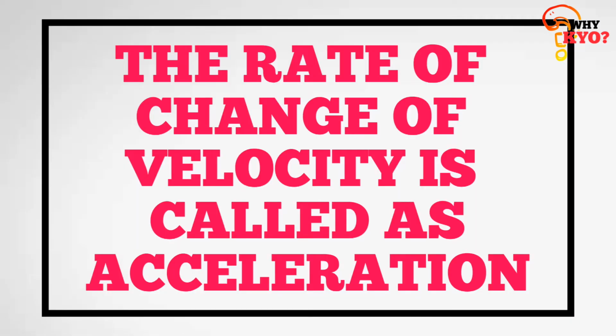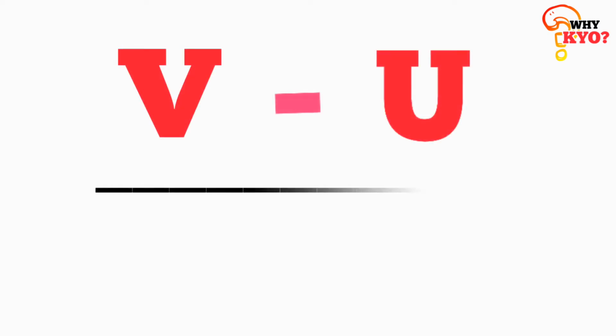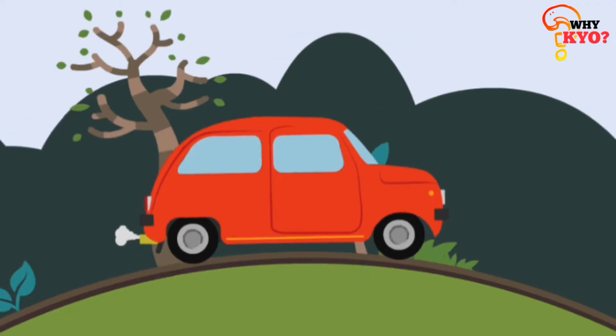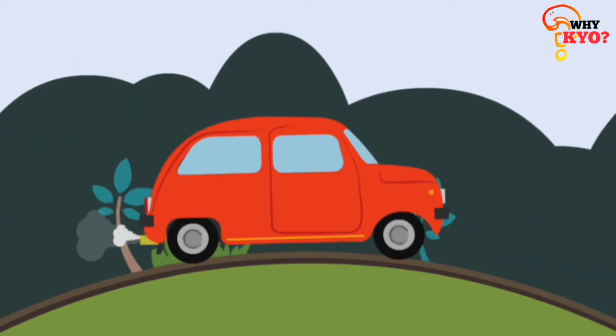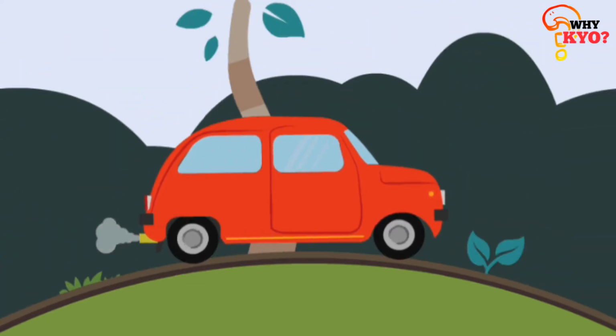The rate of change of velocity is called acceleration. If we are changing velocity, it means we are accelerating. Let us see an example. Suppose you are traveling in a car with a constant velocity. Constant velocity means that there is no change in the velocity.